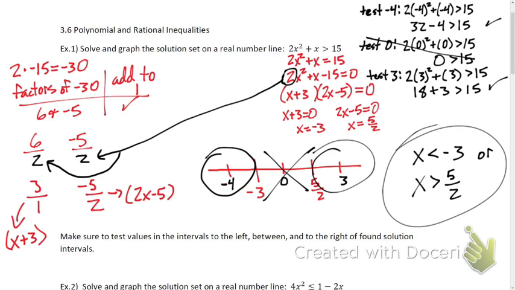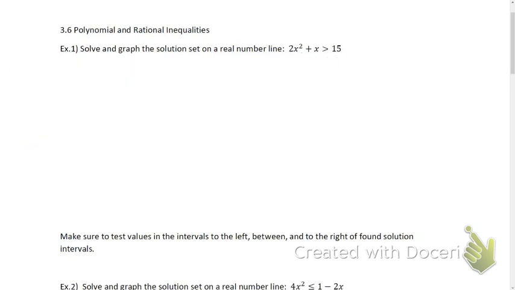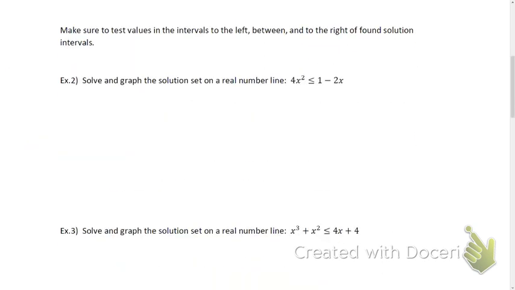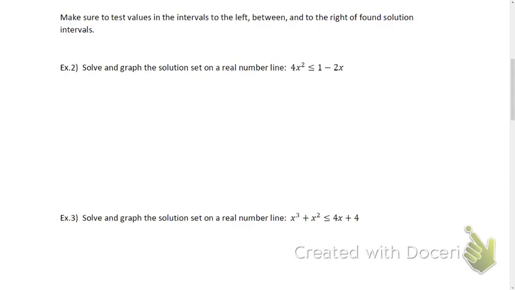All right, let's try another one. And copy down this sentence if you haven't yet at the very top of the screen now. All right, same situation. I see another x squared and an x. I need to get everything to one side, but first I'm going to write it with an equal sign. And then I'm going to move everything over.